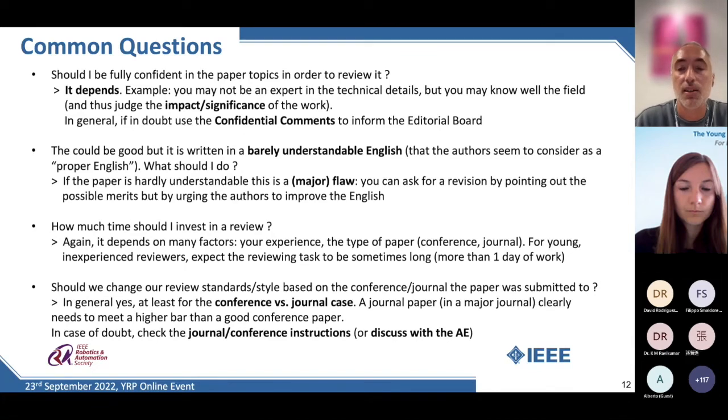So you can ask for a revision, for example, by pointing out that either they find a way to improve their English to a normal level, or the paper cannot be accepted.